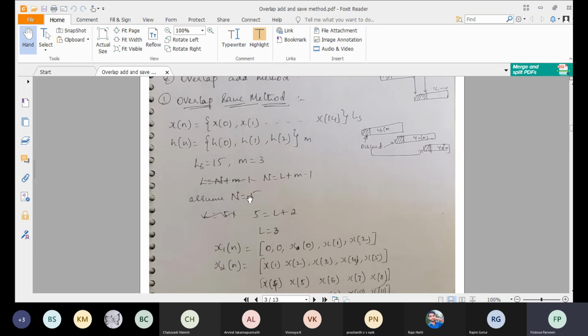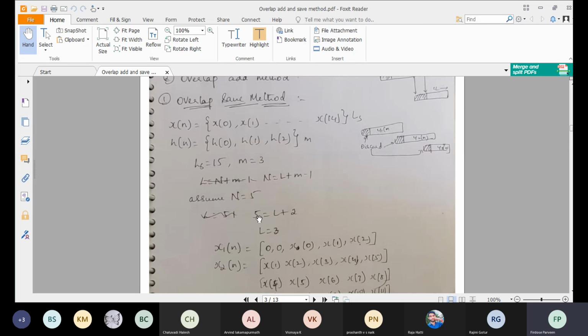Assume N is equal to 5. So when you assume N is equal to 5, L is equal to 3 we got. So the given sequence we will divide into parts such that each contains 3 samples, that is L is equal to 3. That is x of 0, x of 1, x of 2. Again x of 3, x of 4, x of 5, x of 6, x of 7, x of 8.